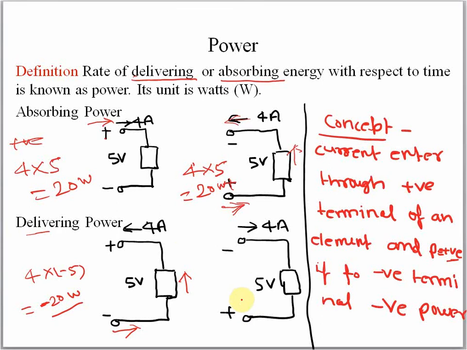Now try this one. We have a negative terminal here and the direction of current is entering the negative terminal, which means our power is also negative 20 watt. So I think you are comfortable dealing with absorbing and delivering energy sources. Let's go to the next slide.